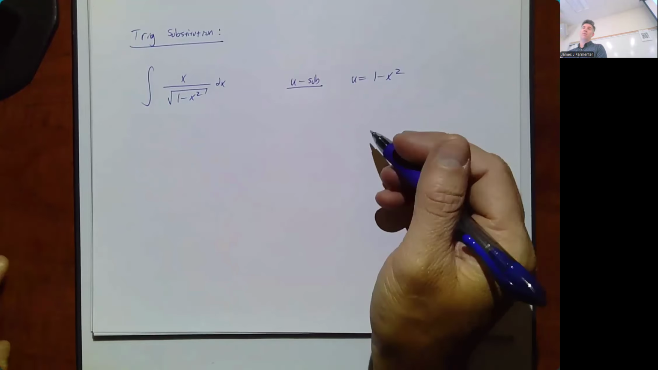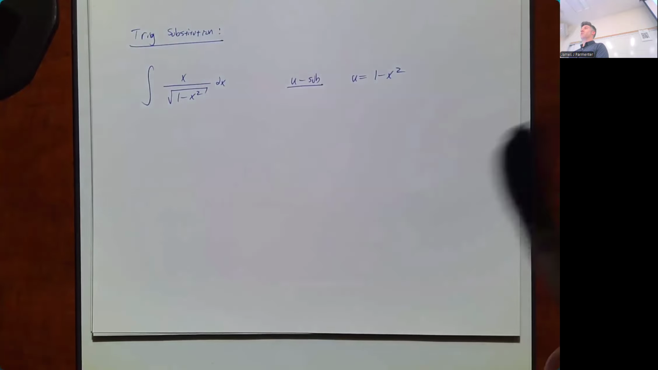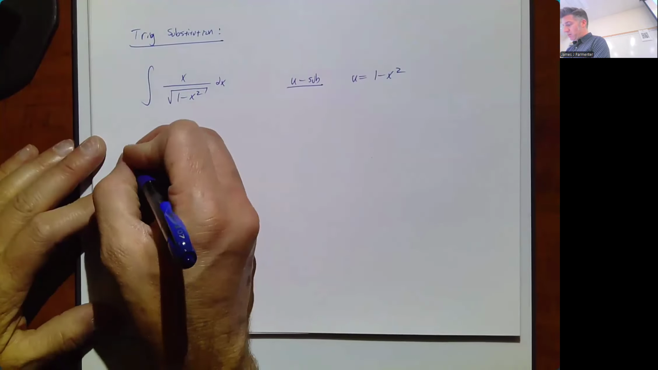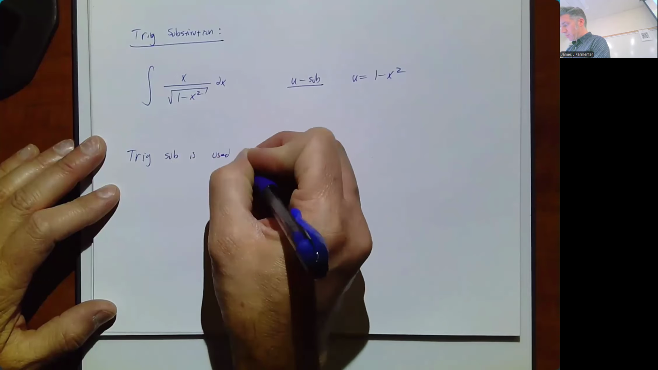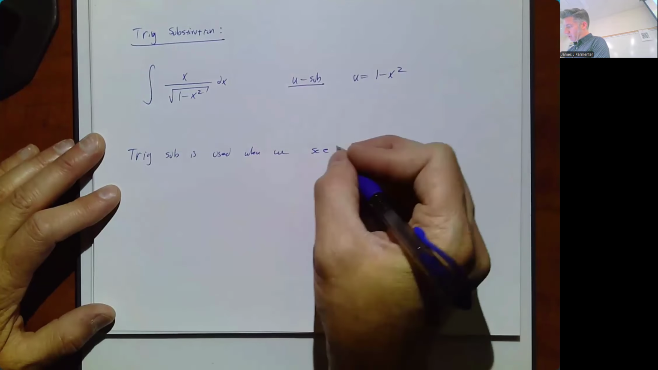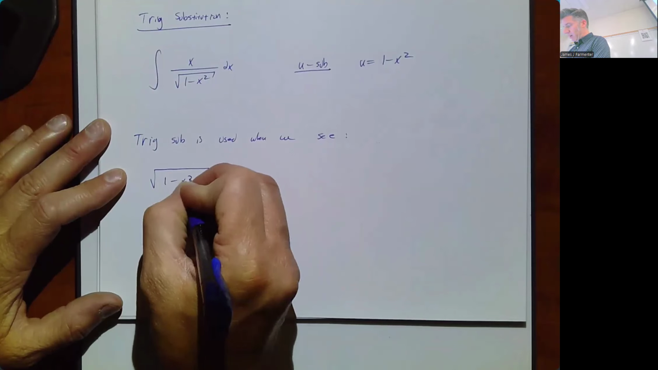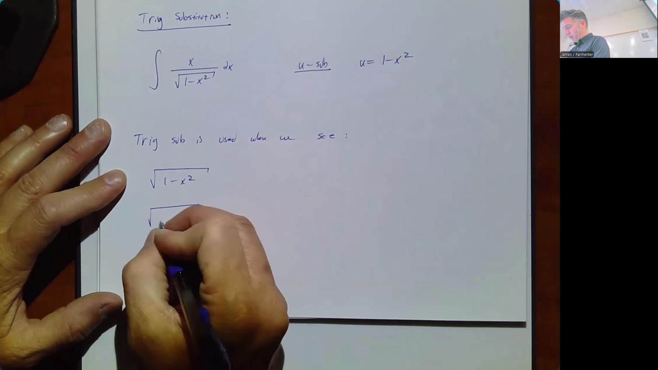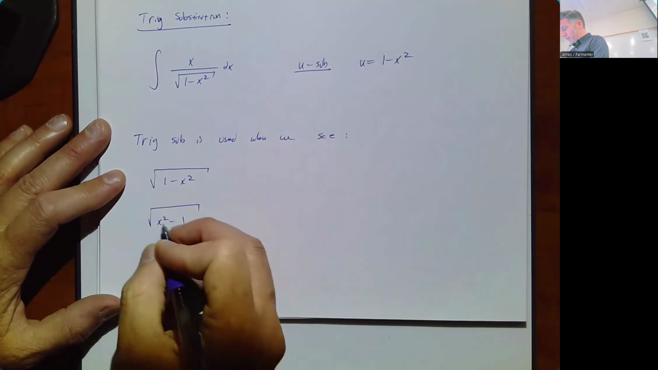But then sometimes you're going to be stuck with things where you have to do a trig sub. So typically, we use a trig sub when you see a square root, although you don't technically have to have a square root, but you almost always do. So trig sub is used when we see something like the square root of 1 minus x squared, or the square root of x squared minus 1, or the square root of 1 plus x squared.